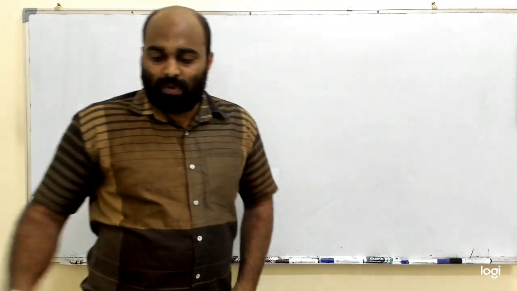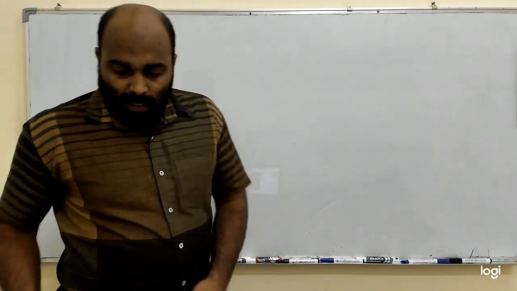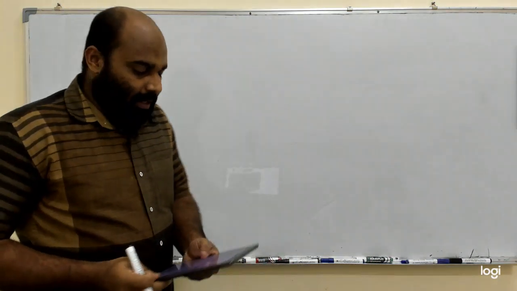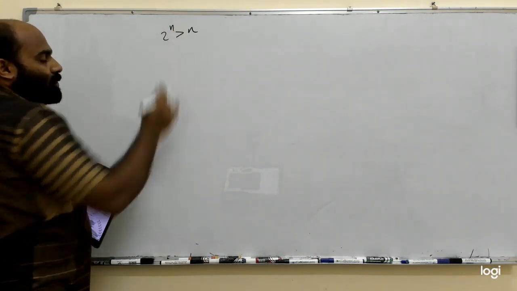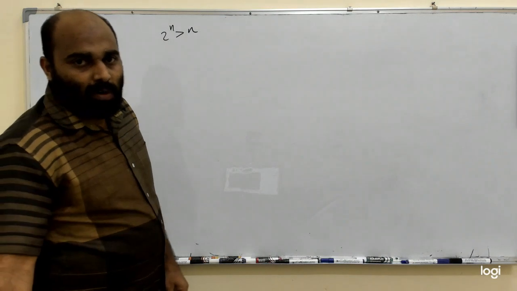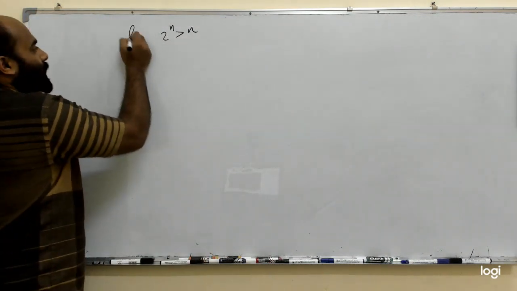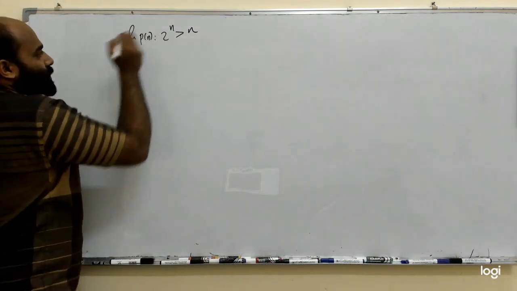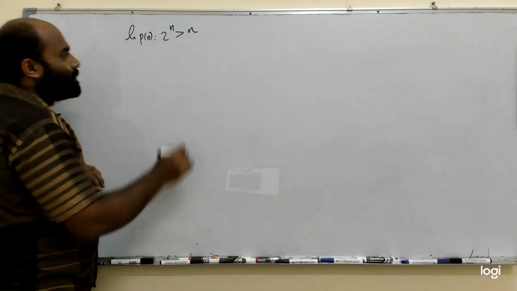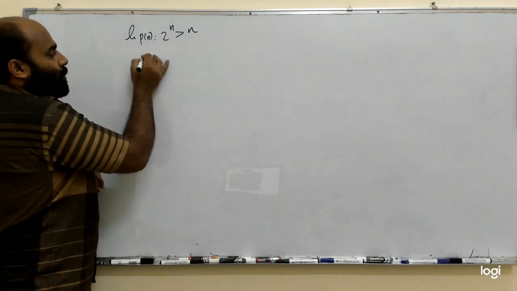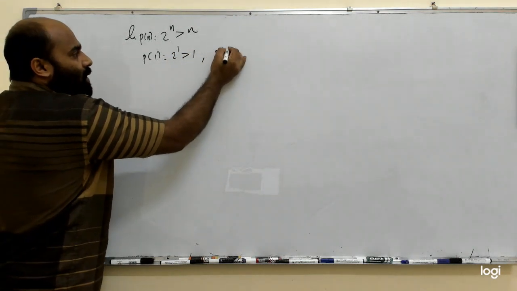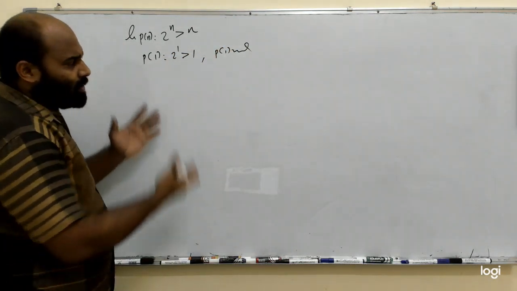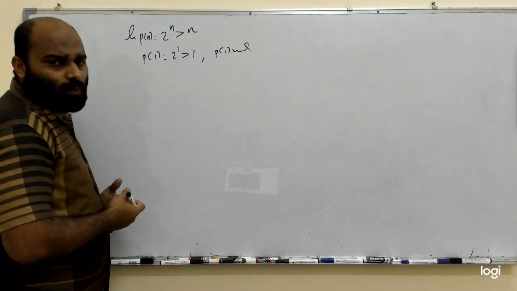Okay, one more question we can write. Prove that 2 raised to n greater than n by using PMI. What's the first thing? We have to give a name. Let p of n. So a little bit quickly I am moving, please listen. For n equal to 1, what will be p of 1? 2 raised to 1 greater than 1. Of course, p of 1 is true, because 2 raised to 1 is greater than 1.